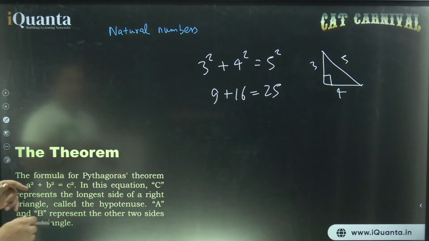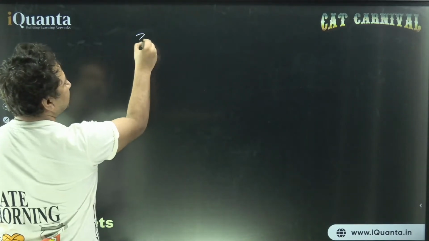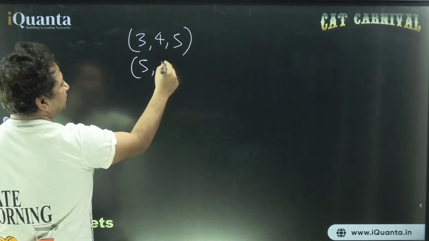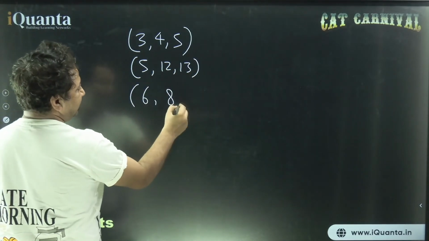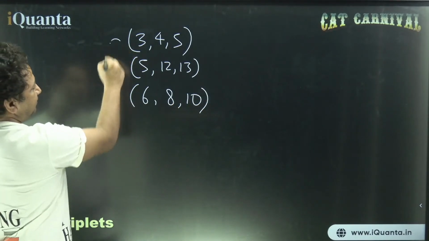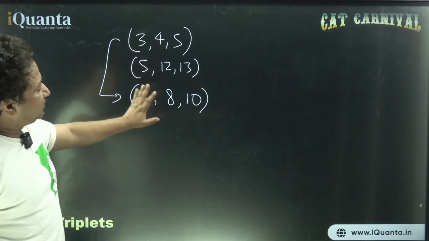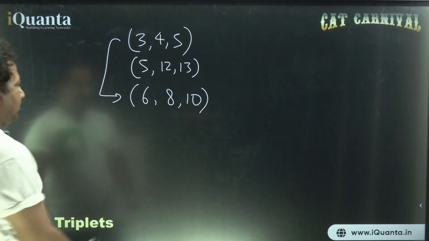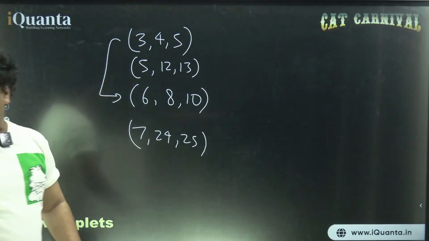Clear? So let us write a few triplets for our reference. 3, 4, 5. It's a triplet. 5, 12, 13. This is also a triplet. 6, 8, 10. This satisfies, but this won't be called a triplet because it is derived from the first one. Double of 3, 4, 5 is 6, 8, 10. So we won't call it a pure triplet, it will be a derived triplet. Okay. 7, 24, 25. These are a few triplets.